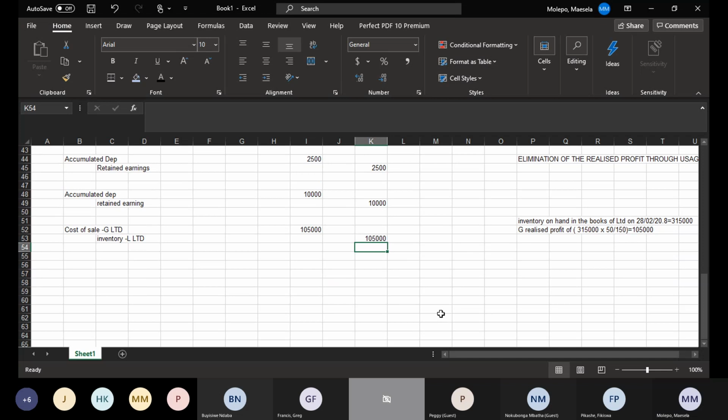Then we proceed further. Then we have the retained earnings and the cost of sale. So this one, it will be based on the profit realized as a result of the inventory sold to the people outside the group. So as a result of the profit we realize, it means when we realize the profit, our retained earnings increase. So the retained earnings, when it increases, is on the credit side, but because now we are eliminating it, we have to record it on the debit side. So the retained earnings on the debit side, and then there is an increase because of the profit. So the profit came as a result of the sale which was made by G Limited when he was selling his inventory to L Limited.